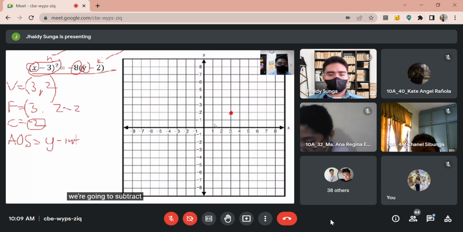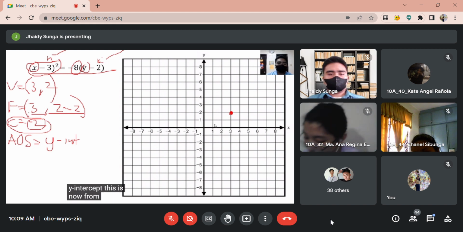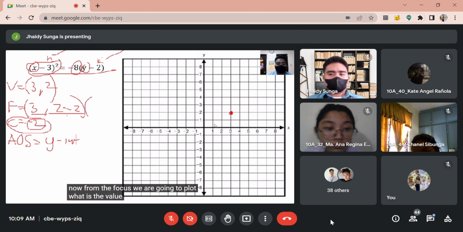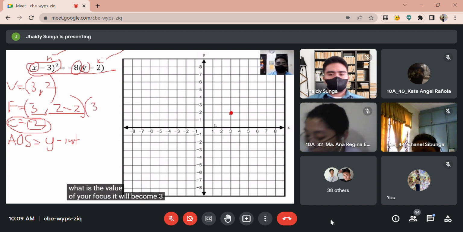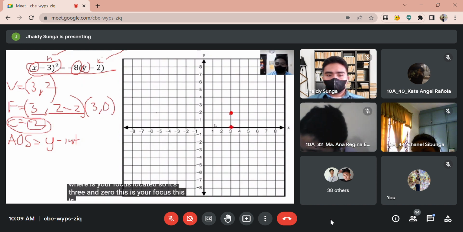We're going to subtract 2, this is the value of 2, to your y-intercept. This is your y-intercept, this is your x-intercept. Now, from the focus, we are going to plot the value of your focus. It will become 3 and 0. So where is your focus located? It's 3 and 0. This is your focus. This is your directrix. This is your vertex, isn't it?